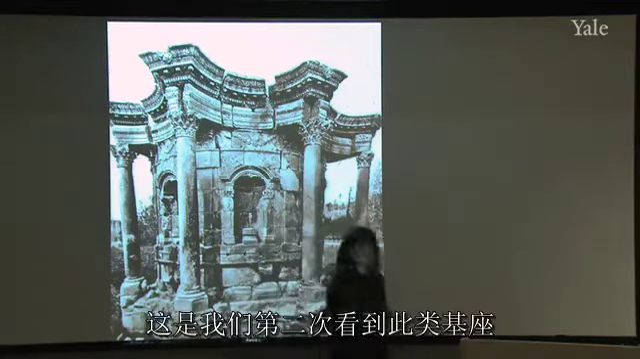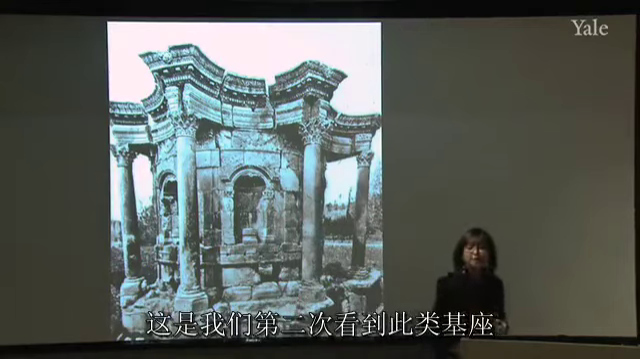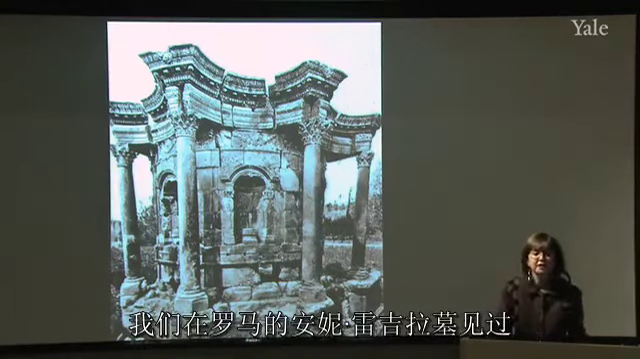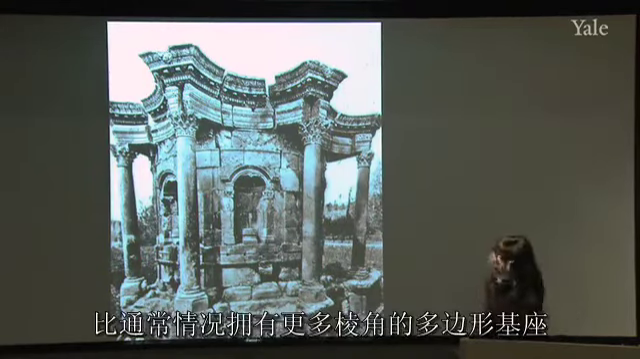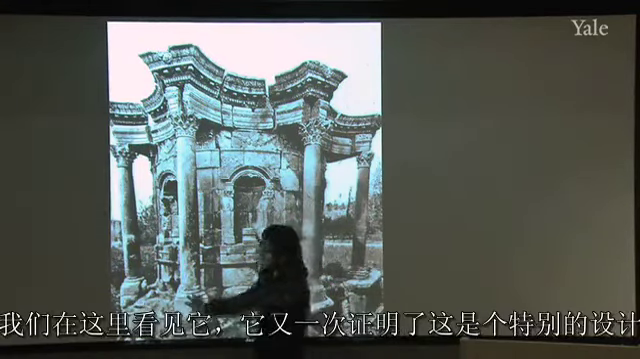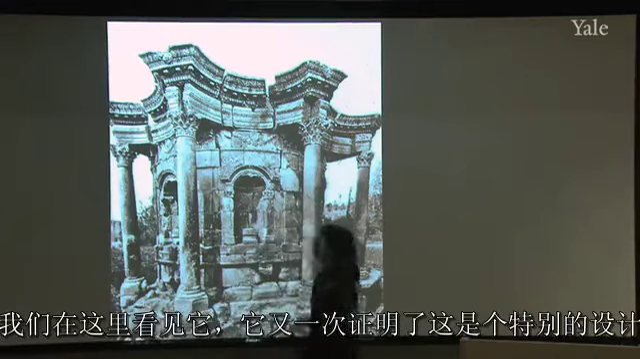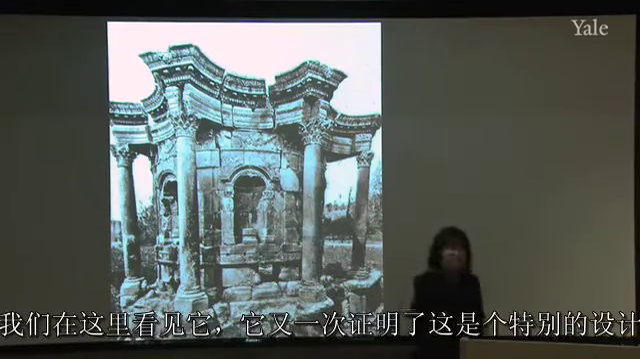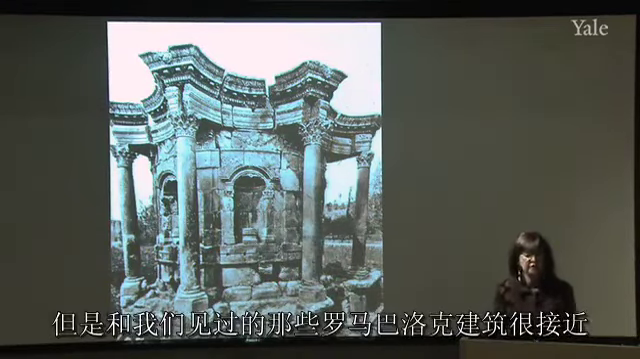This is the second time we've seen bases like this. We saw them in the tomb of Annia Regilla in Rome, a base that had more sides than was usual. We see that here, and it's a testimony again to the eccentricity of this particular designer, but also to the sort of anything-goes approach that we see in so much of this Roman Baroque architecture.